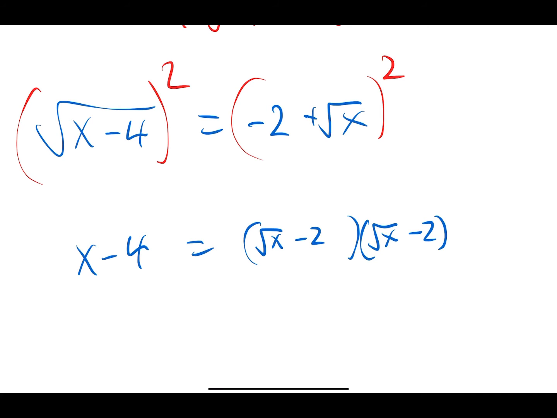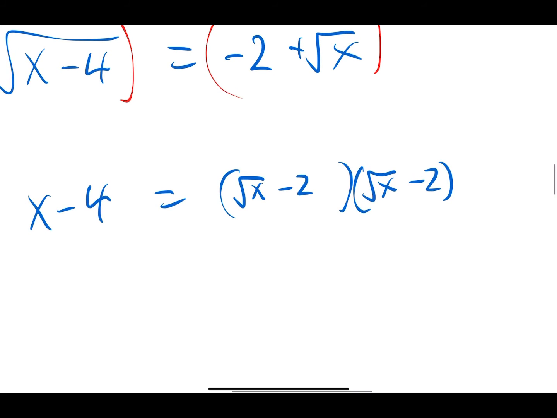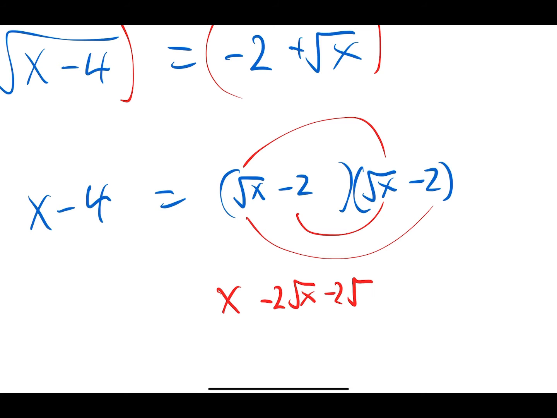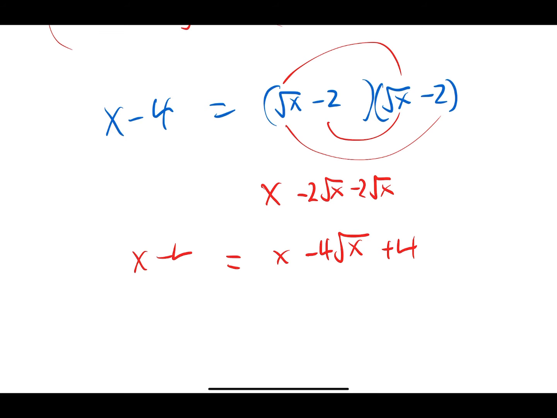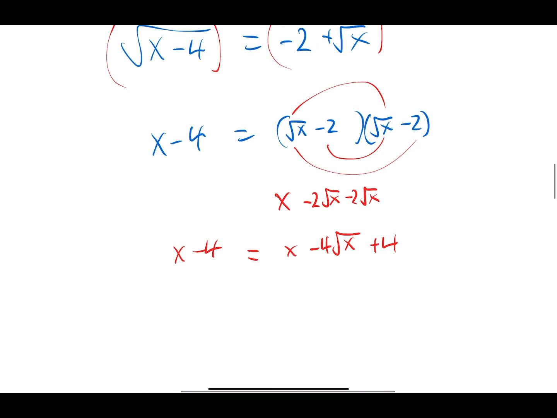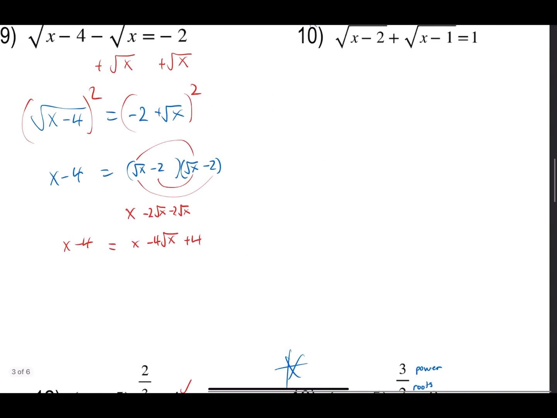Much better. Okay. But now the only thing I have to FOIL is the square root of x. That's so much nicer than FOILing the square root of x minus 4. Because first times first, square root of x times square root of x, is x. Outside and inside is negative 2 square root of x minus 2 square root of x, or in other words, negative 4 square root of x. And last times last, negative 2 times negative 2, is positive 4. That's not so bad. Whereas FOILing x minus 4 is kind of a doozy. So much of a doozy that I'm making you do it on number 10.